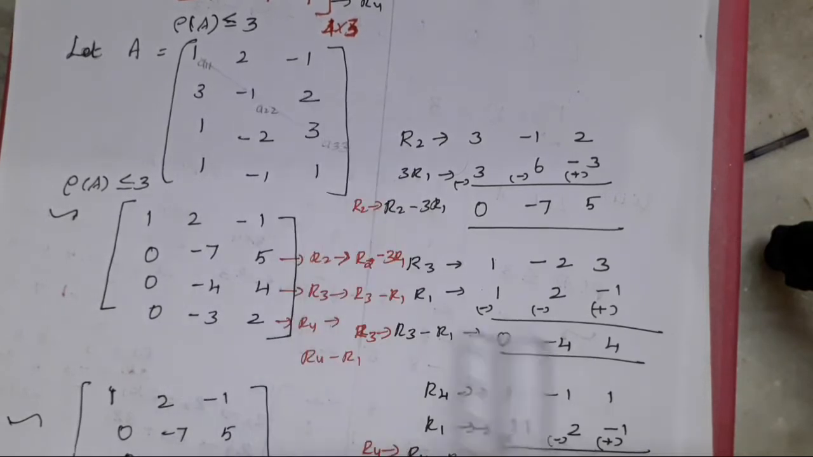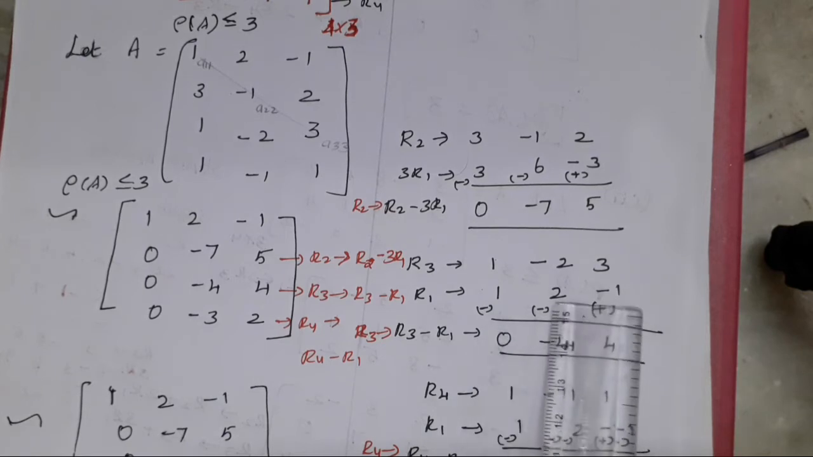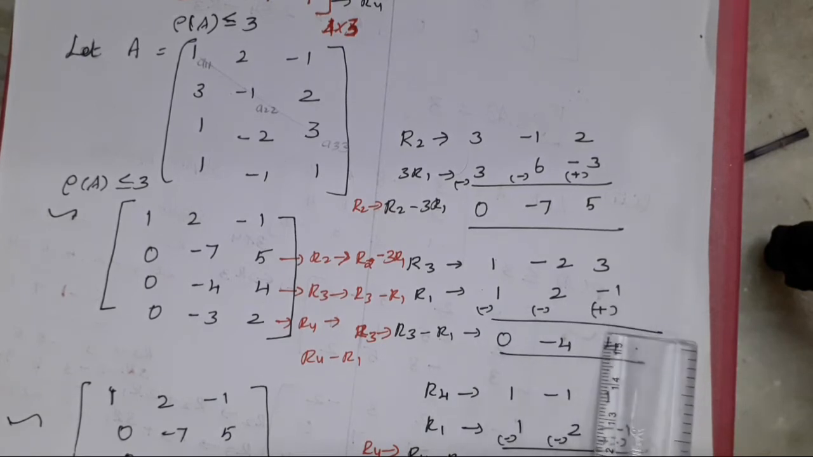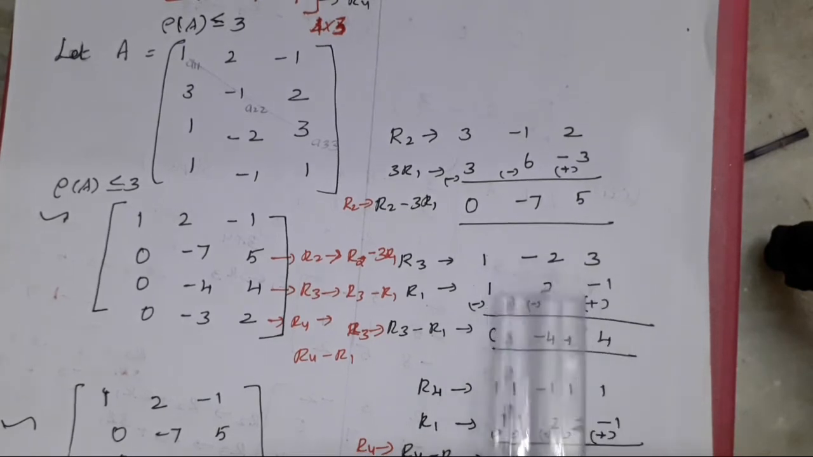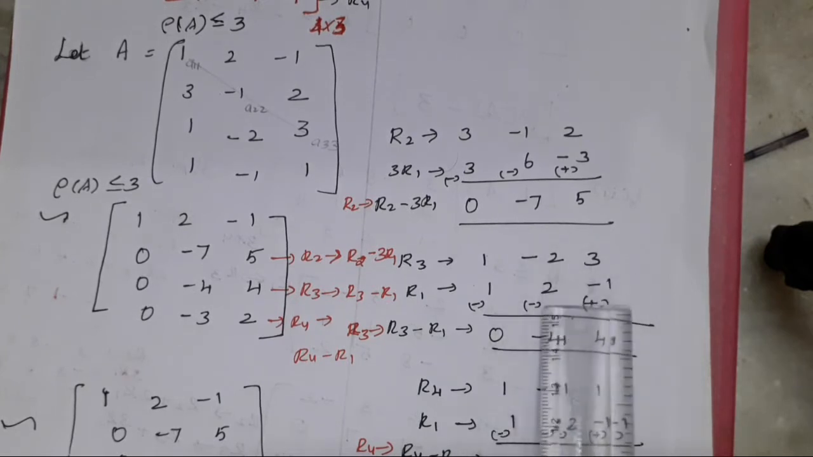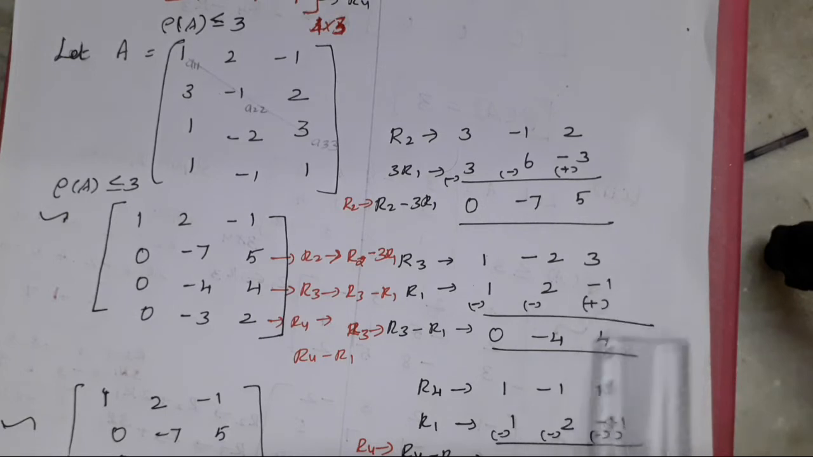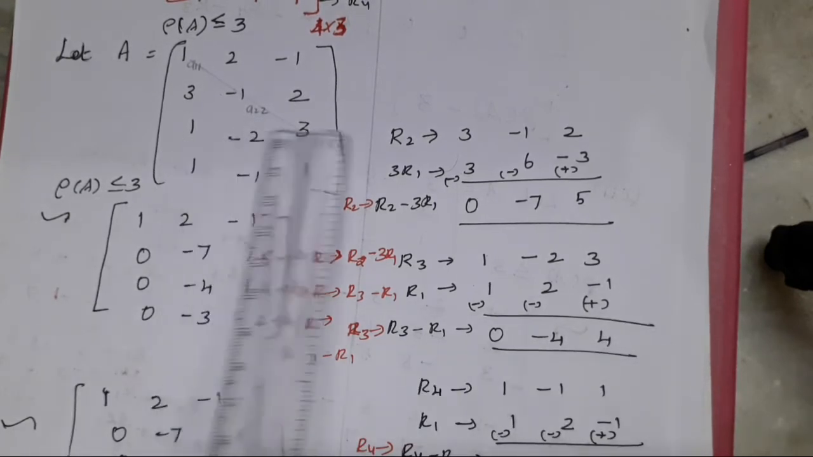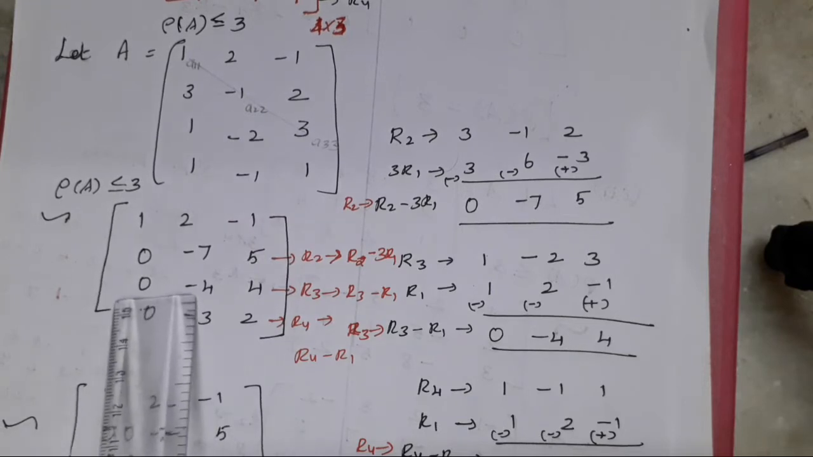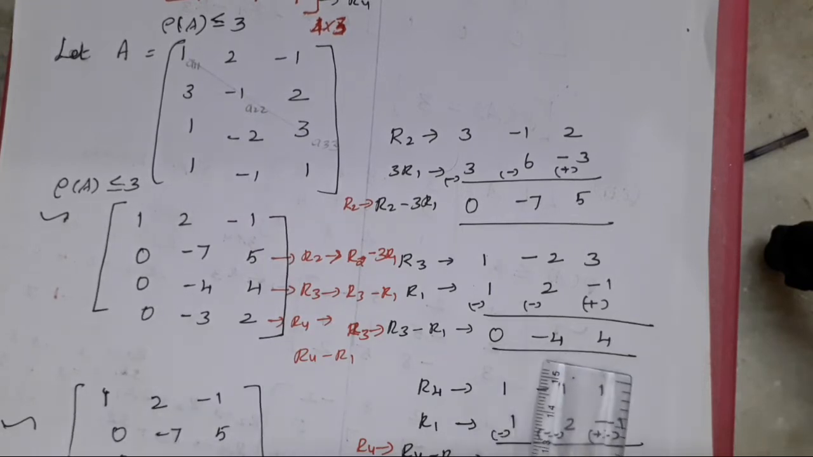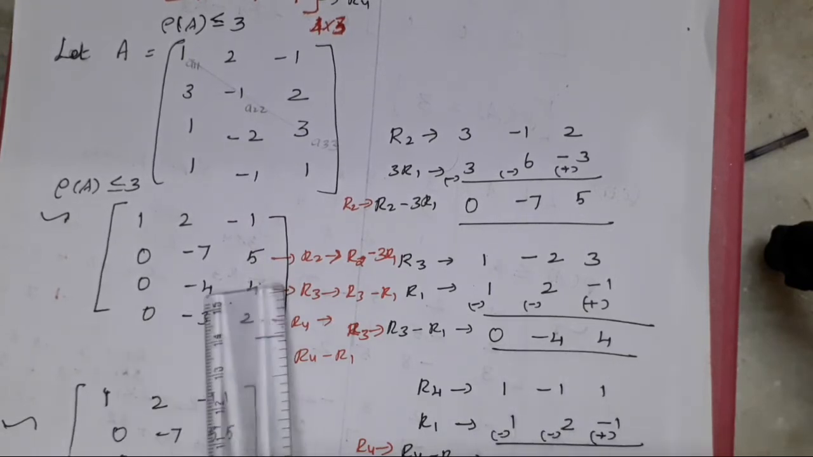2 minus 1. So when you subtract it, plus 1 becomes minus 1, plus 2 becomes minus 2, minus 1 becomes plus 1. Now you subtract it: 1 minus 1 becomes 0, minus 2 minus 2 is minus 4, 3 plus 1 becomes 4. So we write the next step for R3: 0 minus 4 plus 4.